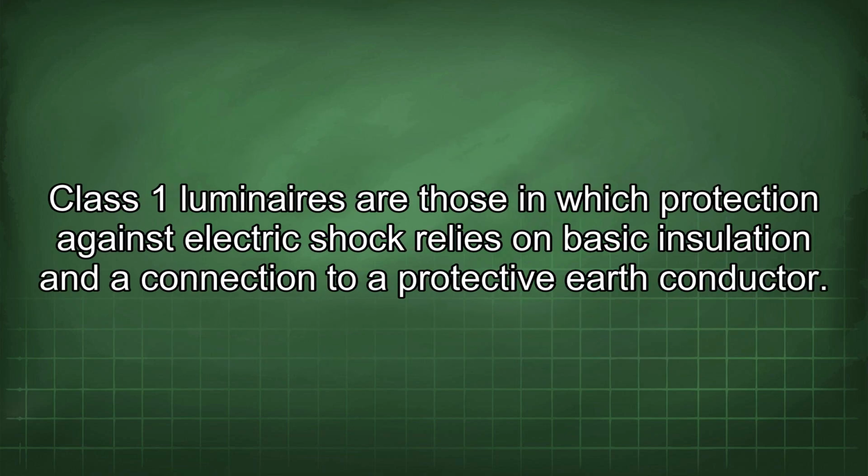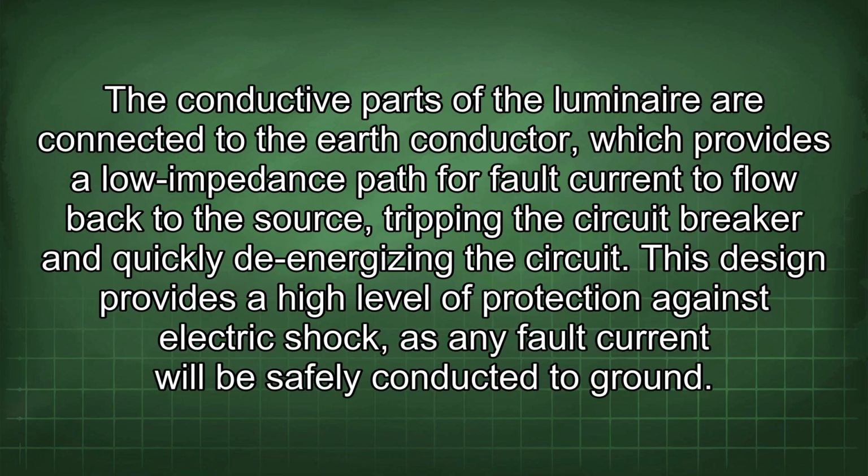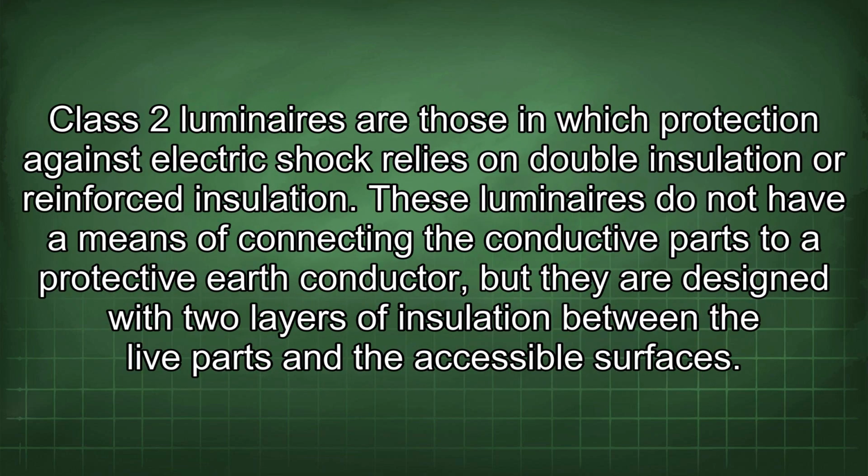Class 1 luminaires are those in which protection against electric shock relies on basic insulation and a connection to a protective earth conductor. The conductive parts of the luminaire are connected to the earth conductor, which provides a low impedance path for fault current to flow back to the source, tripping the circuit breaker and quickly de-energizing the circuit. This design provides a high level of protection against electric shock, as any fault current will be safely conducted to ground.